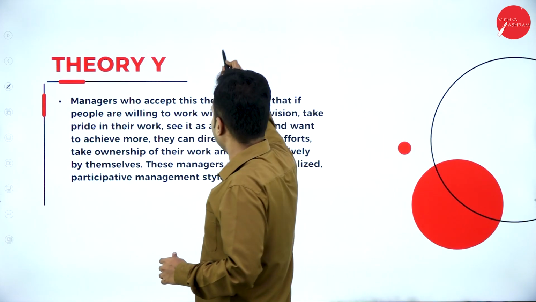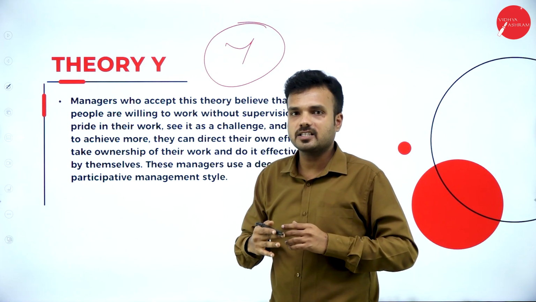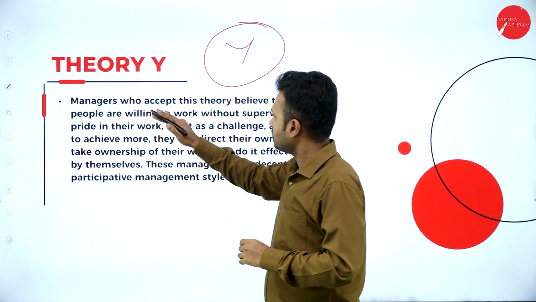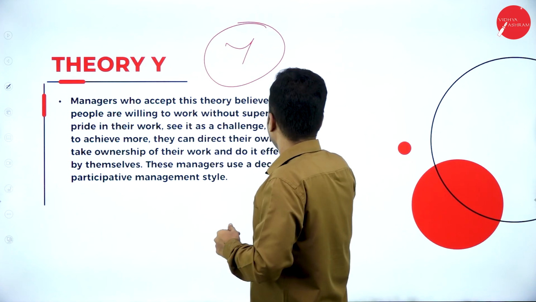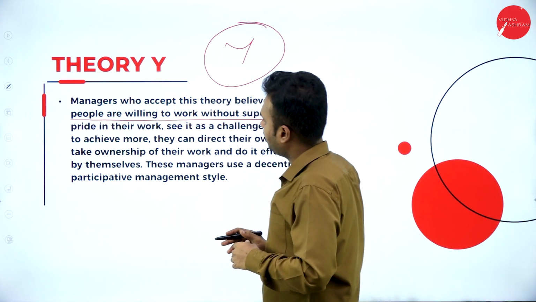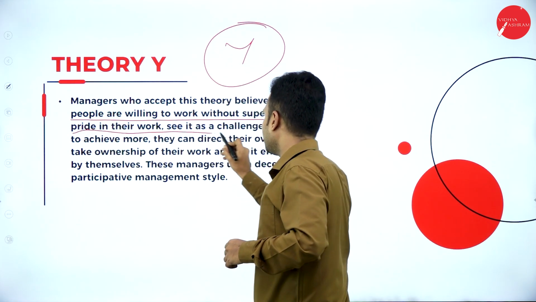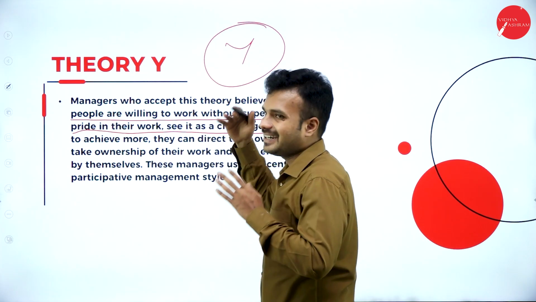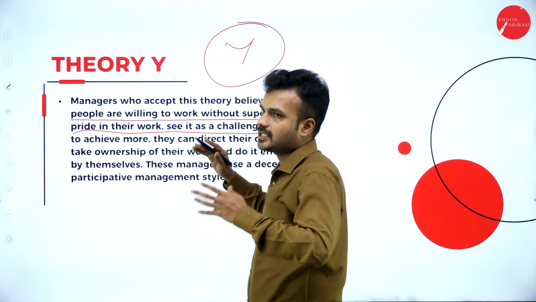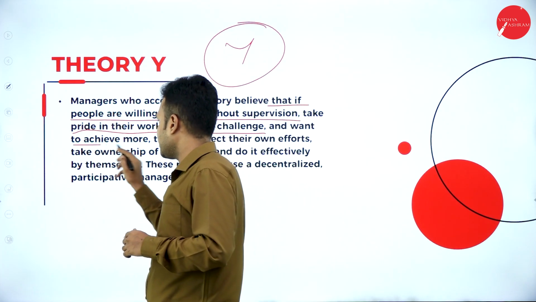According to Theory Y, it is a positive aspect of the individual. It means that in the mind of the manager there is a positive perspective about the individuals. Managers who accept this theory believe that individuals are willing to work without supervision, take pride in their work, and see it as a challenge. So those who don't need supervision will take the work as a challenge and are going to accomplish the objectives. They consider it a challenge and want to achieve more, and their mindset is to achieve more.